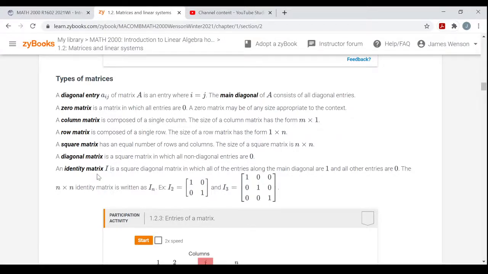Right. An identity matrix, I, is a square diagonal matrix in which the entries along the main diagonal are 1, and since it's diagonal, all the other entries are 0, all the ones not on the main diagonal. The n by n identity matrix is written as I sub n in this book. I2 then is a 2 by 2 identity matrix, so 1's down the main diagonal and 0 everywhere else. I3 is the 3 by 3 identity matrix, 1's down the main diagonal, 0 everywhere else. Okay.